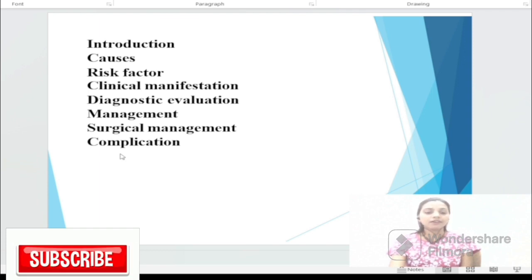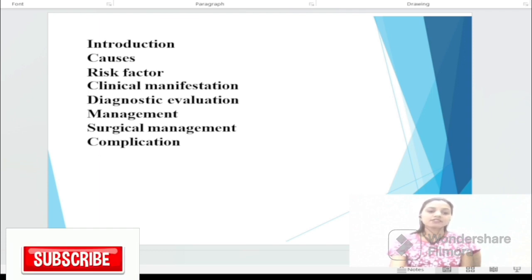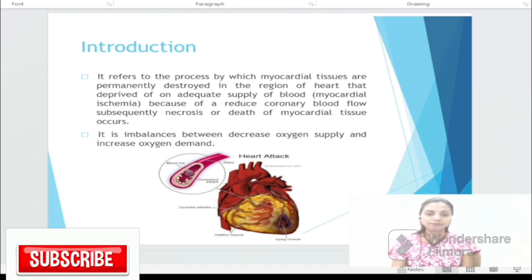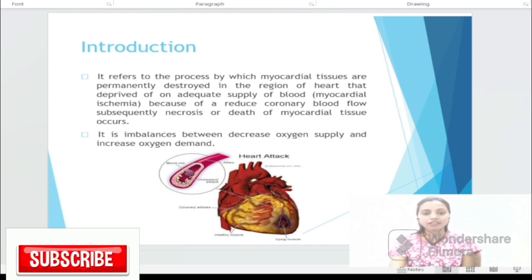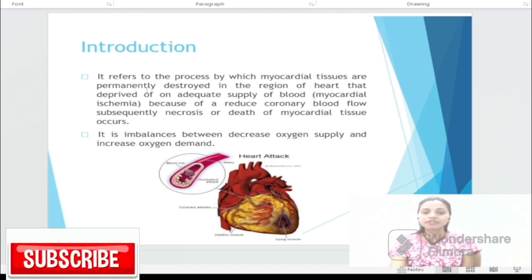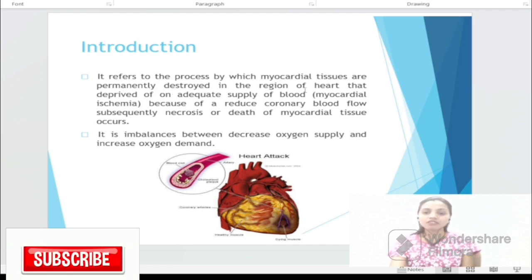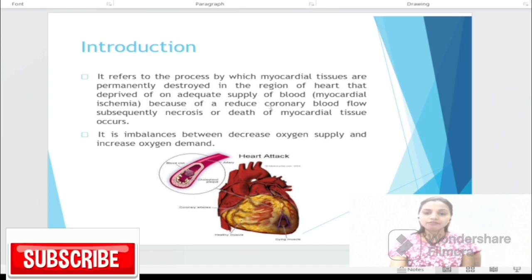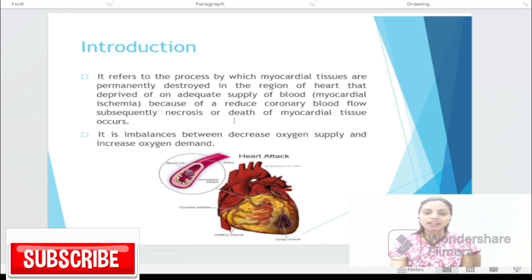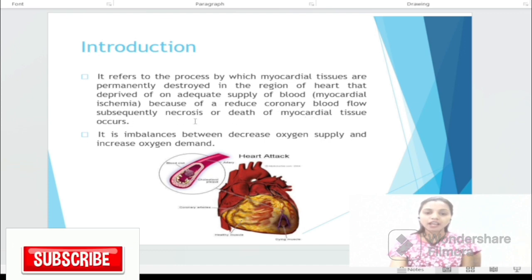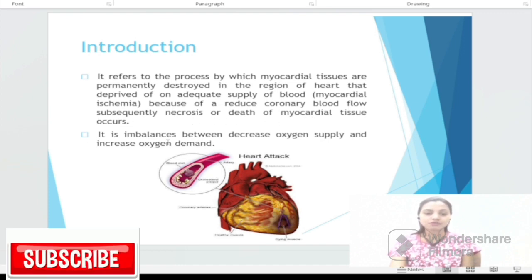So, guys, first one is the introduction. Look, the introduction of myocardial infarction. It refers to the process by which myocardial tissues are permanently destroyed in the region of the heart that is deprived of an adequate supply of blood. Myocardial ischemia occurs because of reduced coronary blood flow, and subsequently necrosis or death of myocardial tissues occurs.